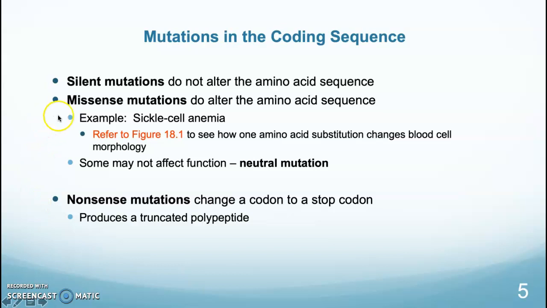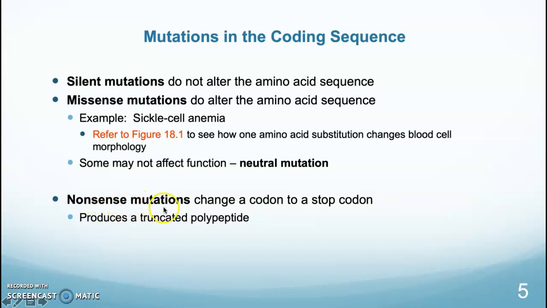The next one that we can think of is something called a missense mutation, and this is where we have something like we had before, a point mutation, which alters only one amino acid. So when we think of that long polypeptide being changed, one amino acid has changed in that. Sickle cell anemia is one that we see. It's one amino acid substitution, and it actually changes the blood cell morphology, and I think I have a picture of that in a minute. We do see that some of these will not affect the function at all, and it will be what is called a neutral mutation.